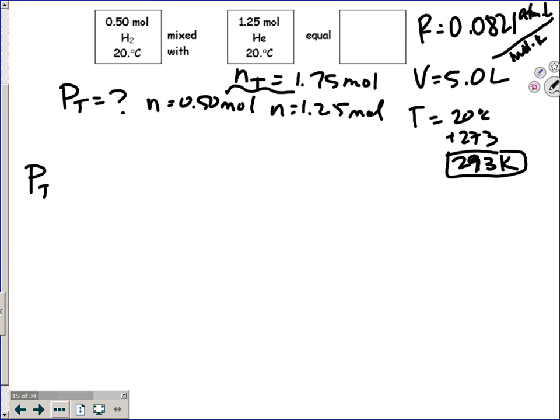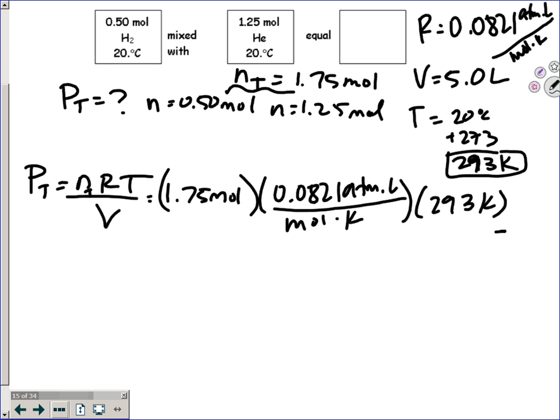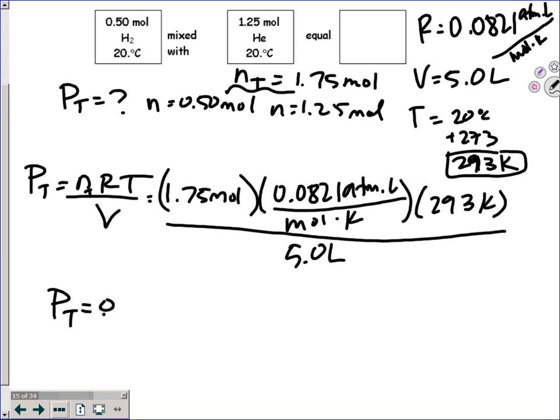So P total is equal to nRT over V: 1.75 moles, 0.0821 atmospheres liters per mole K, 293 Kelvin, out of 5 liters. All right, what's your total pressure? 8 point what? 8.4 atmospheres.